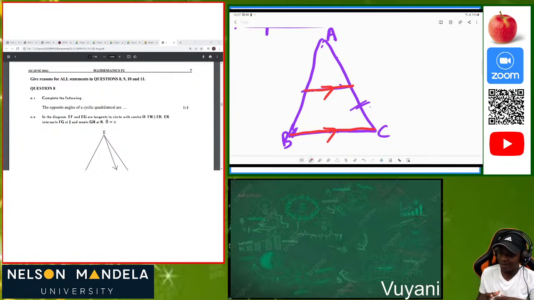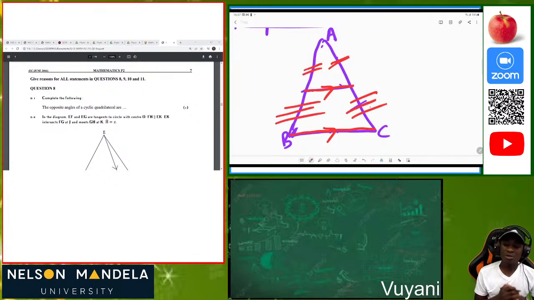Don't forget the comma, it's so important so that your statement can have sense. So we started by saying if a line is drawn parallel to one side of the triangle, it divides the other two sides in the same proportion. In other words, if you're saying it has the same proportion, it actually means that these lines are equivalent to each other. These lines are also equivalent to each other.